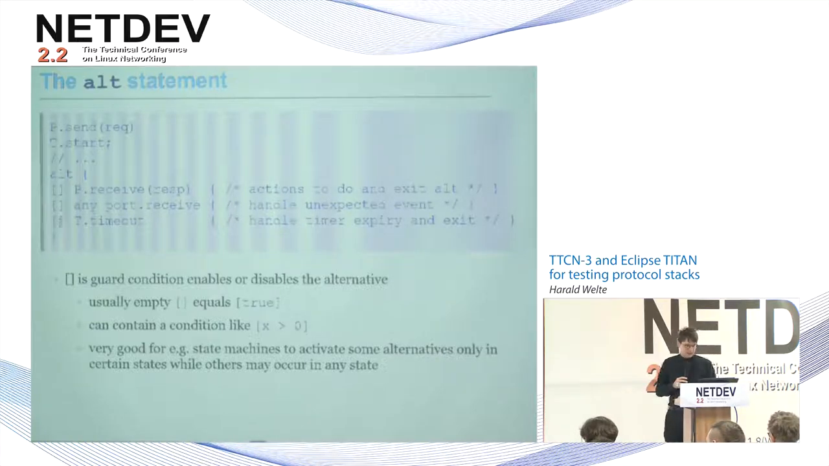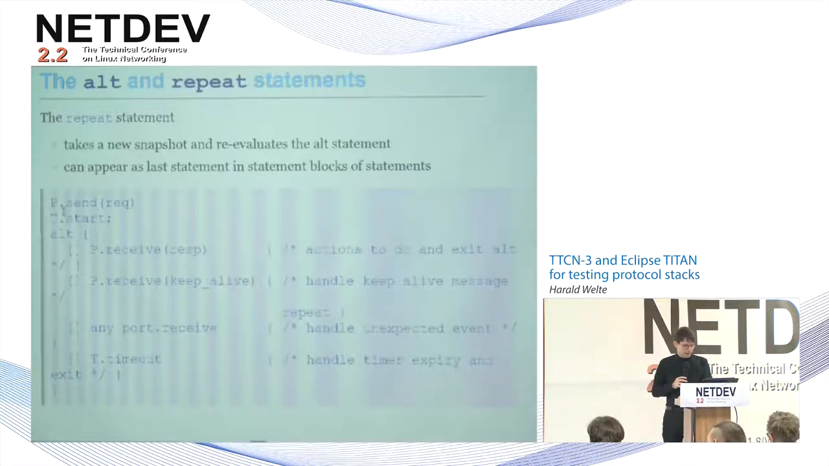What's in the beginning is a guard statement, which if it's empty is always true. But if you want to have state machines or something, that's rather good, because you can match in there, you can say, well, any given number of your alternatives in the alt only apply if you're in a certain state or something like that. That's what the guard statement is for. We also have repeat. So in, again, this example, to fill in some stuff, we send some request, we start a timer, we wait for something.